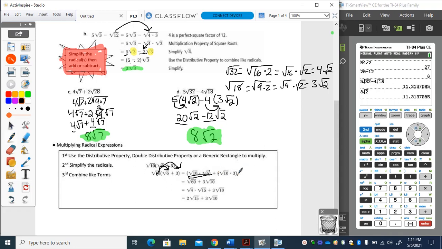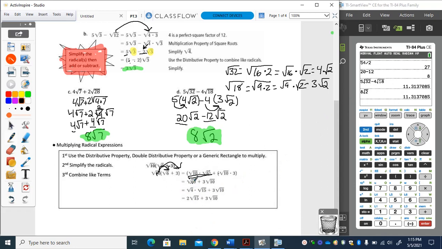Since they're both not in a radical, you can't multiply. You can't multiply inside the radical. So now we're left with square root of 60 plus 3 times the square root of 10. Well, now we want to see if we can simplify those. We want to simplify either of those. Let's see if we can simplify 60.